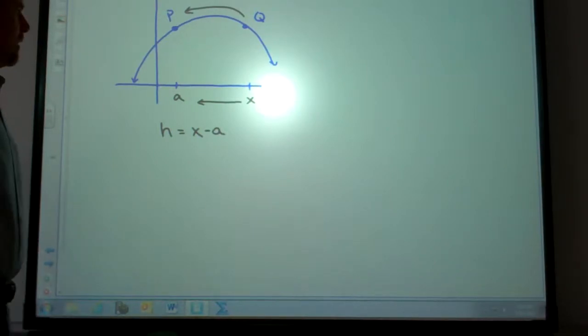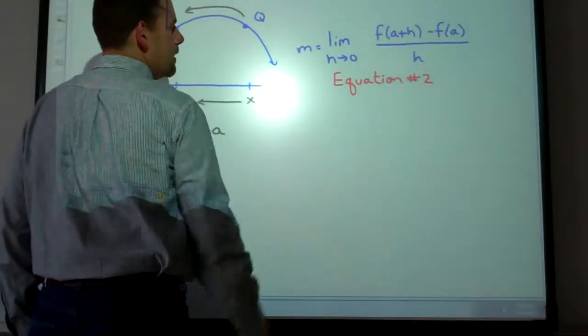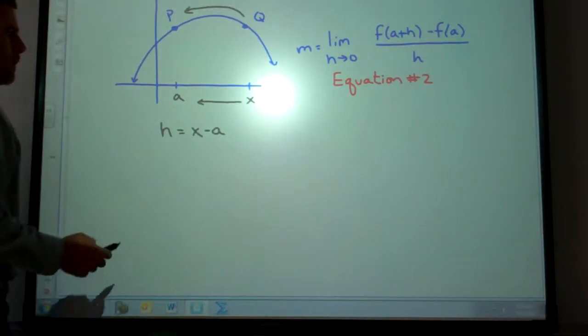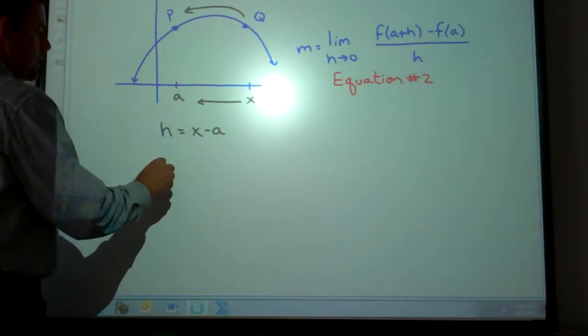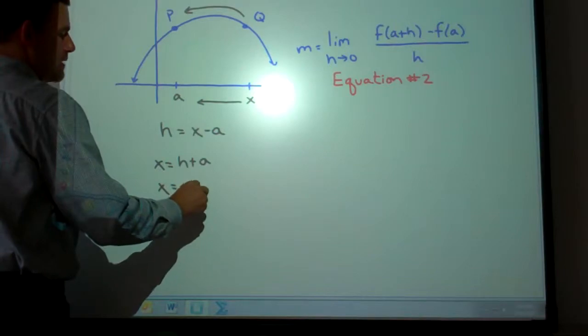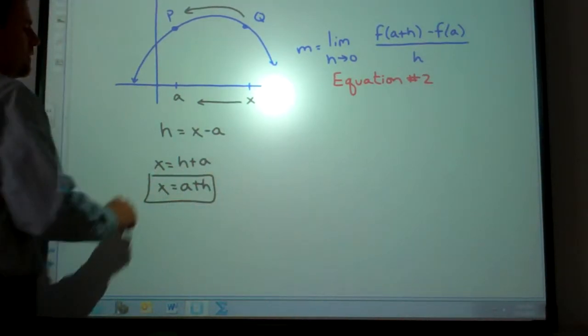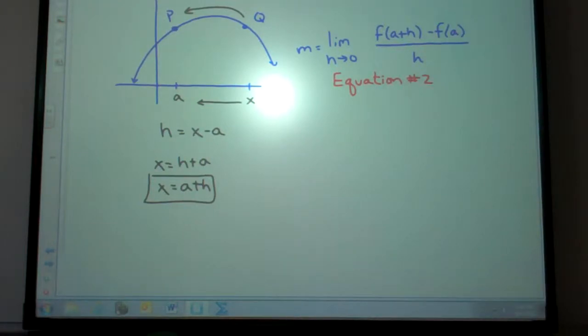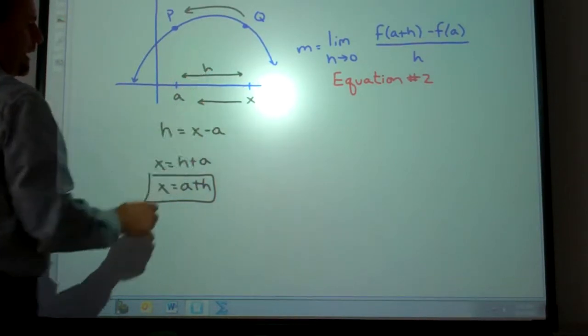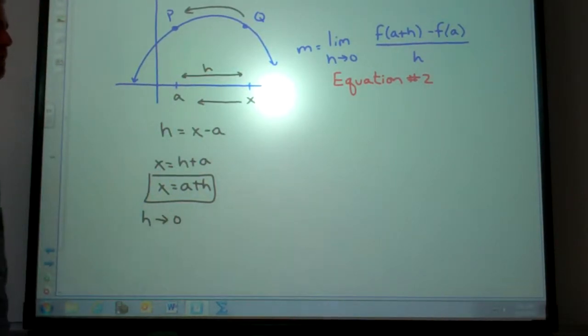You can then also think of solving this for the value of X. If I solve for X, I would add A to both sides, H plus A, or A plus H. So the value of X is really looked at as the value of A plus H. Our big thing is finding out what happens at A when X gets infinitely close to A, which also means, if we're representing this distance by H, what's happening as H approaches 0.